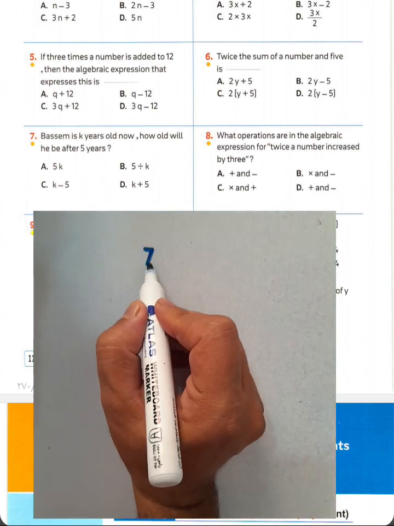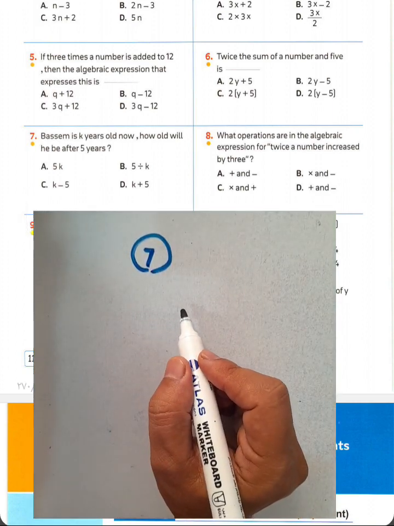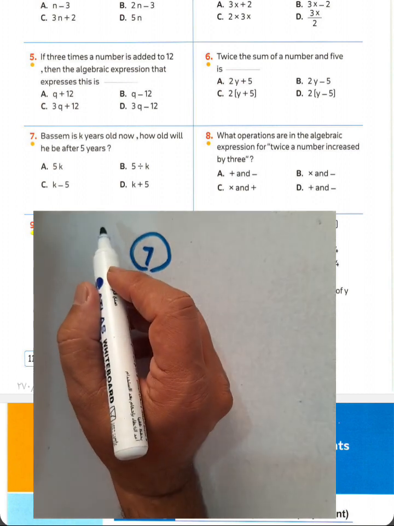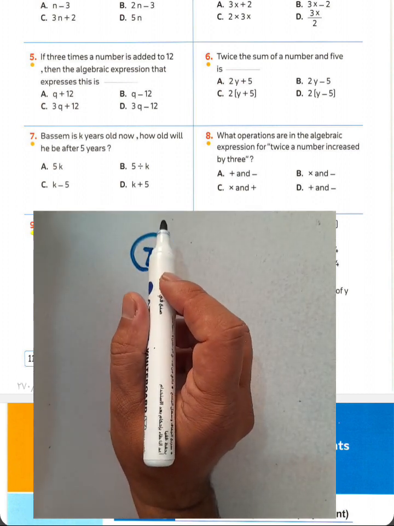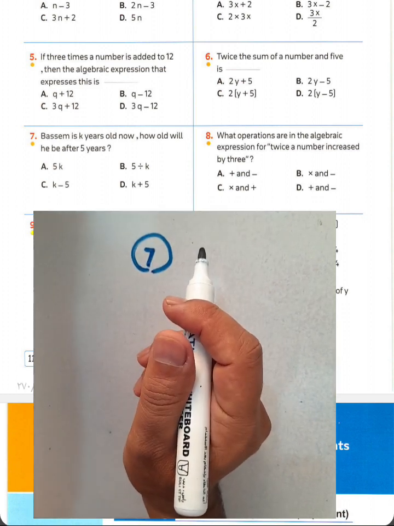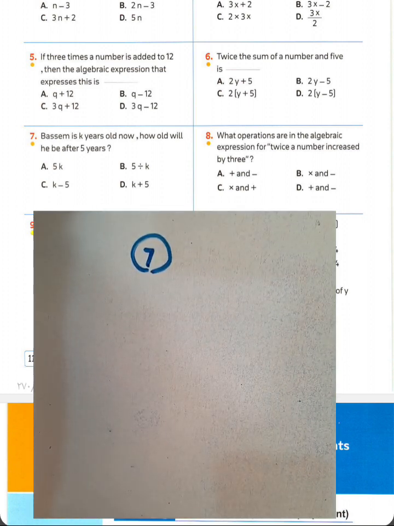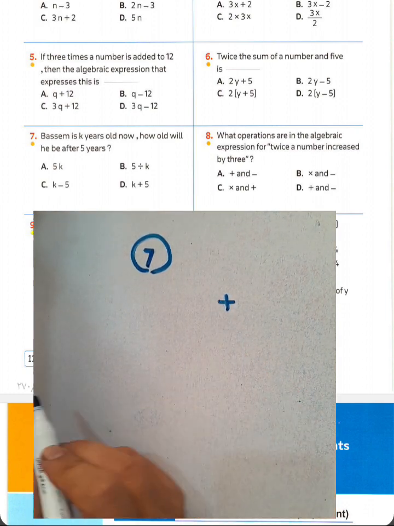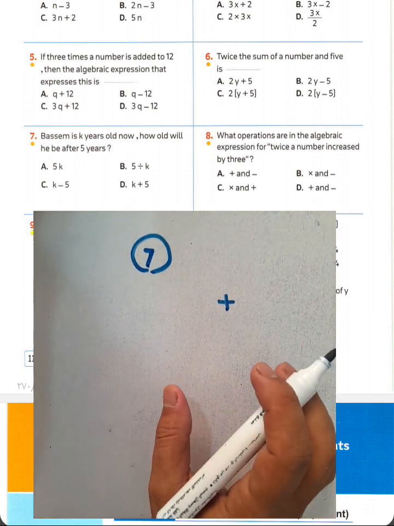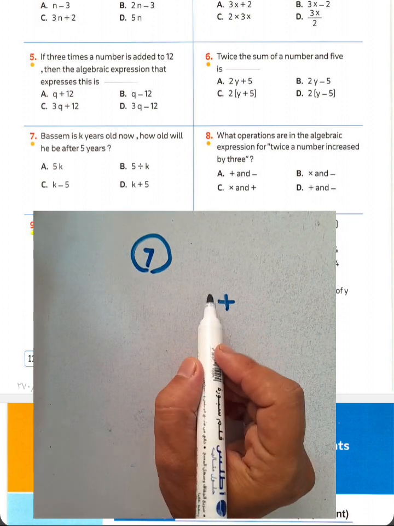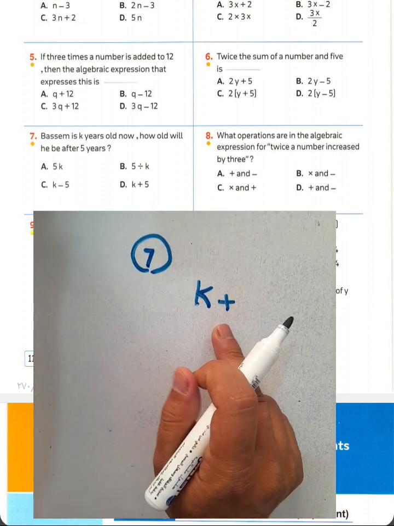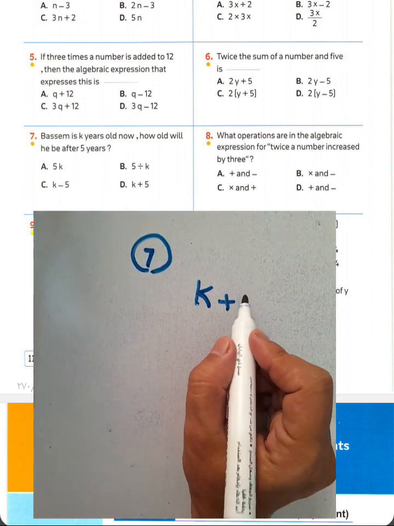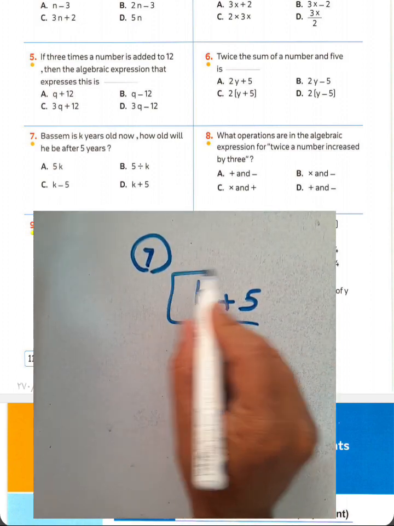Question number 7. Basim is k years old now. How old will he be after 5 years? After means a plus. So Basim is k years old now. You can write k. After, it will be plus. How old will he be after 5 years? It will be k plus 5.